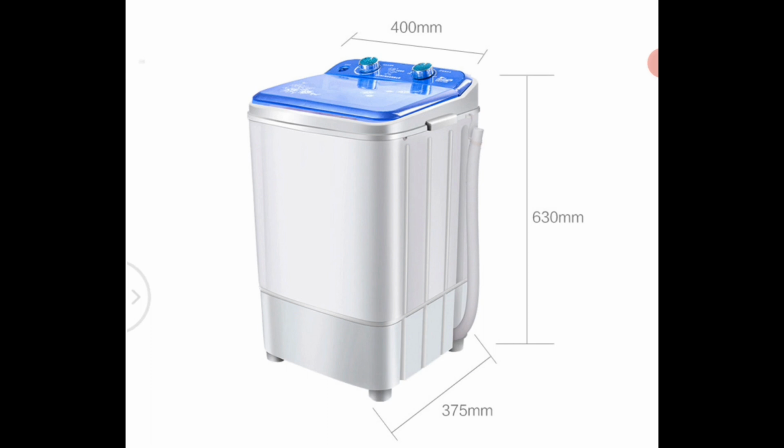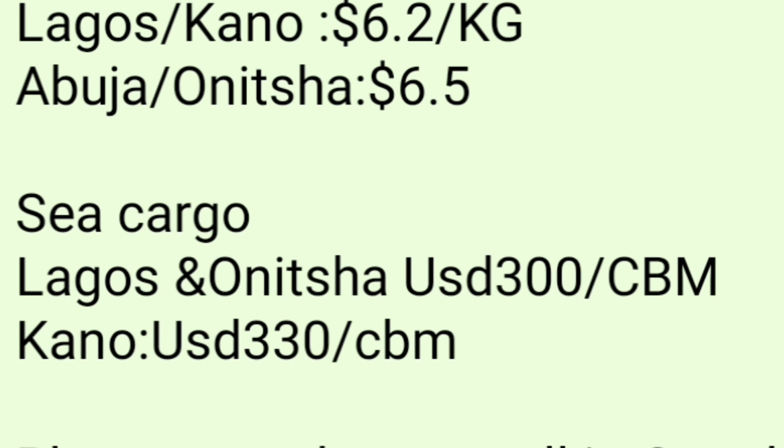Now we need to go to our shipping company and ask how much they charge per CBM for sea shipping. You get? Let's go there. So guys, as you can see this message, it is from a shipping company. You can see their sea cargo at the bottom there. For Lagos and Onitsha, they charge 300 USD per CBM, while for Kano, they charge 330 USD per CBM. Now we are going to use that of Lagos and Onitsha, which is 300 USD per CBM. So let's go write that down.